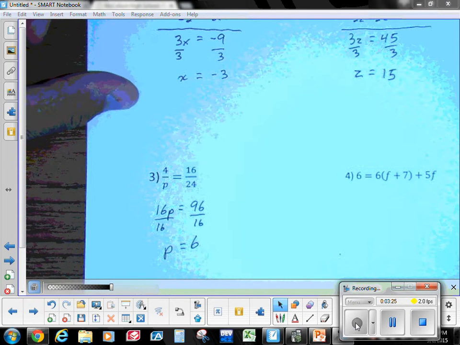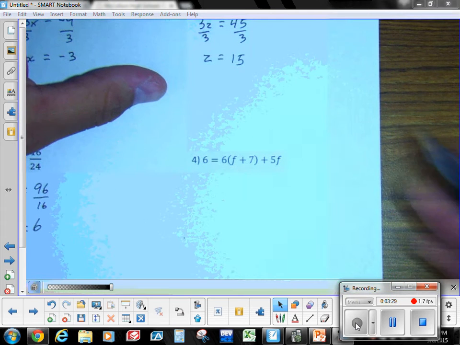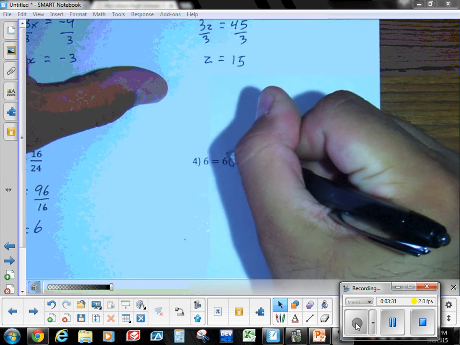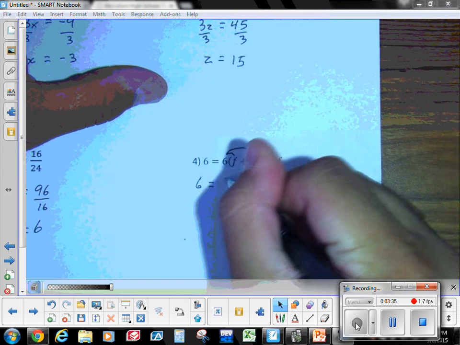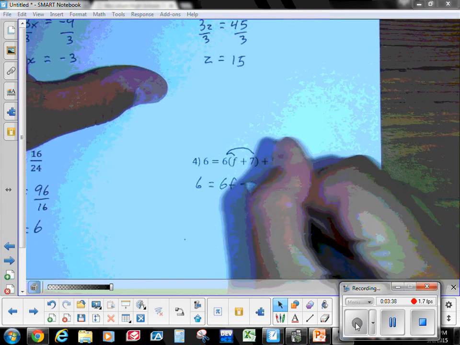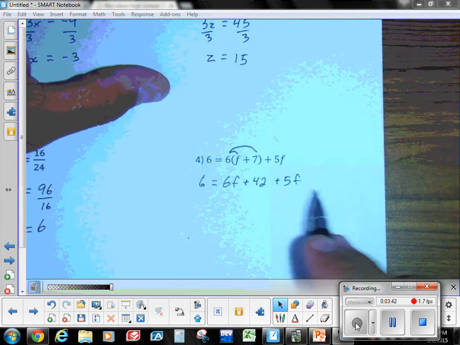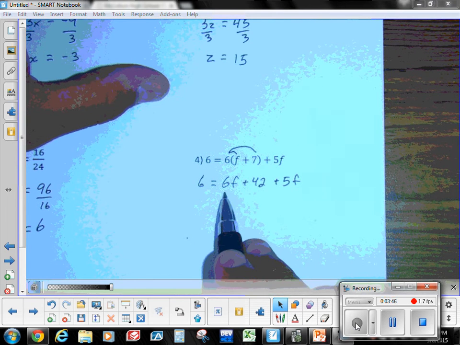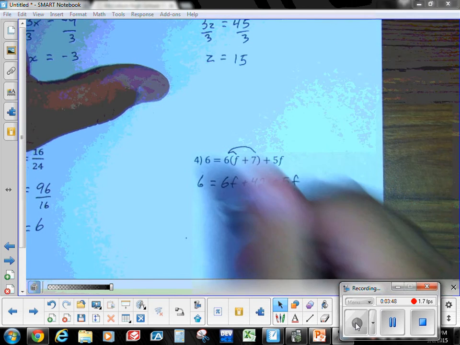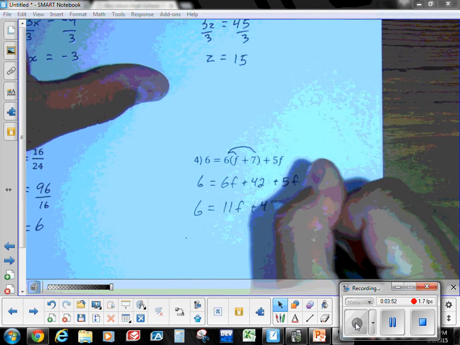And that's our variable. Our last example does have grouping symbols which need to be taken care of first. So distributive property, 6 times f and a 6 times 7. When we write this again, so 6 is equal to 6f plus 42 plus 5f. Done with the grouping symbols, now we can combine like terms. 6f and 5f do combine to 11f. So 6 is equal to 11f plus 42.